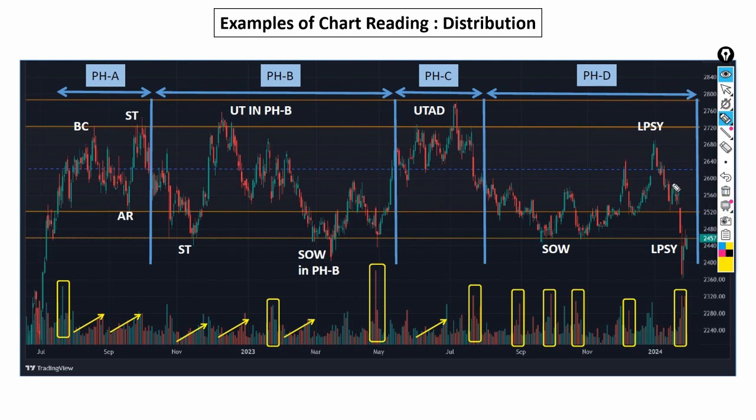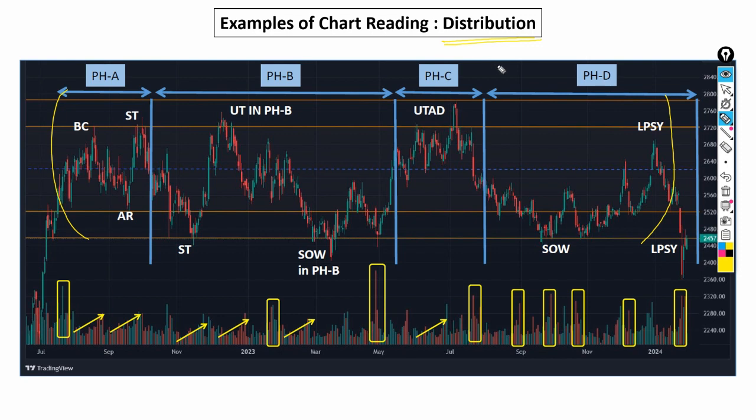So this suggests that the operator has almost finished his whole business of selling in this trading range, and now he is ready to completely empty his hand. So now we are entering a potential last point of supply, and then again capitulation and phase E. So this whole is again another example of distributional schematics.